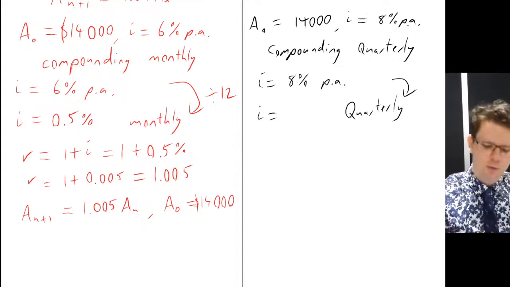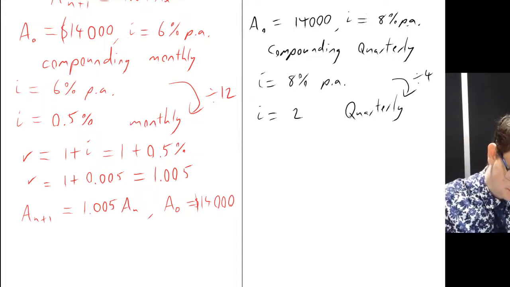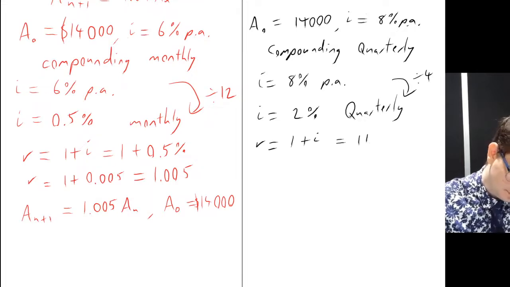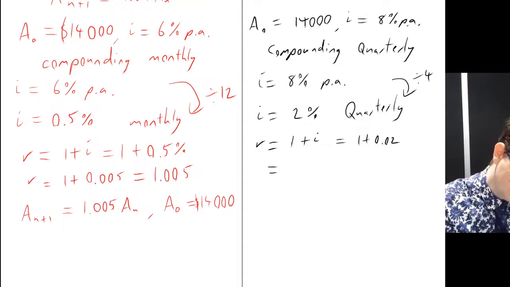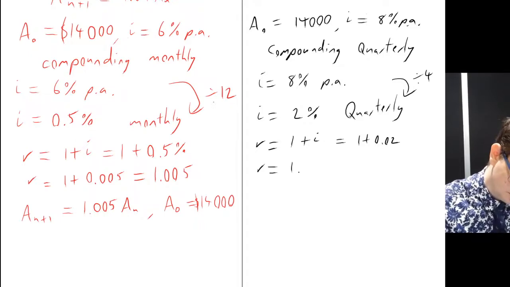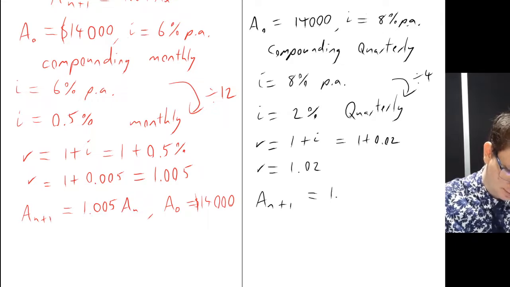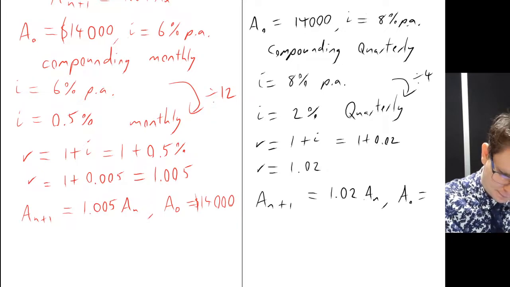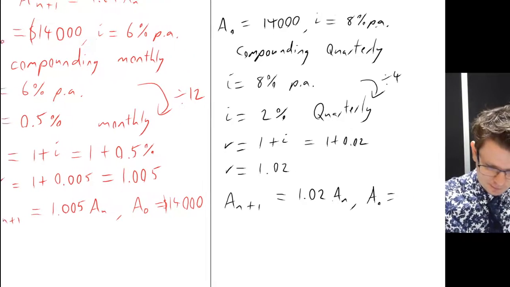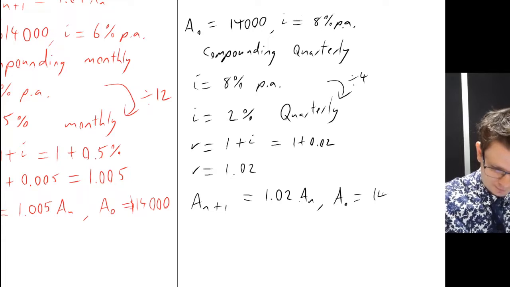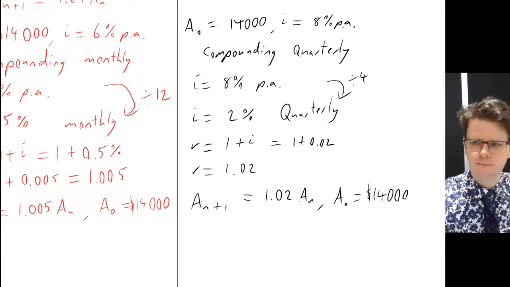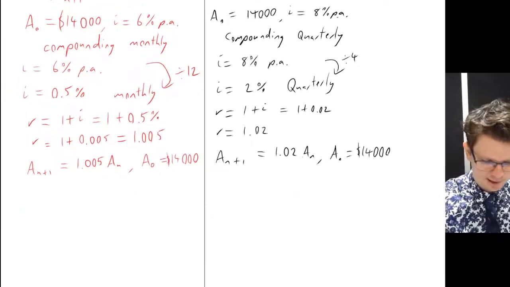How do I get from yearly to quarterly? Divide by 4. Now I can work out my R. And now I can write my final equation. Okay. And there's my final answer for that question.